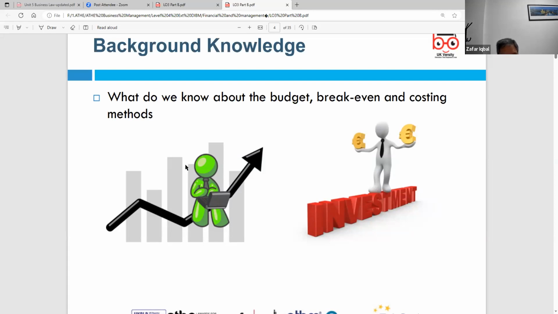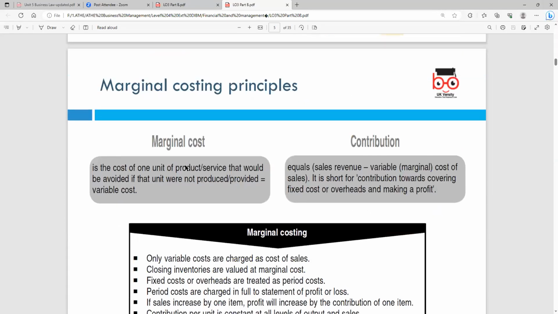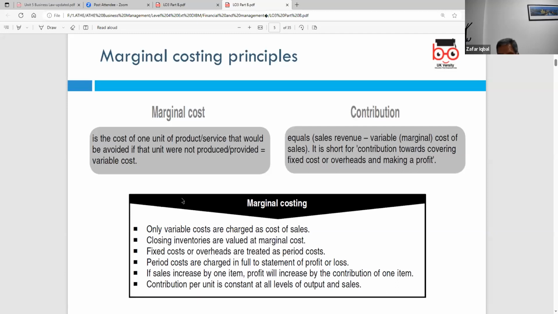Okay, we looked at the budgets, or did we not? I think we looked at the budgets the other day as well: the cash budgets, the sales budget, the flexible budget and fixed budget, we talked about them. So we're going to be looking at marginal costing and full absorption costing. Then we look at break-even analysis, then one or two other techniques. Then we're going to talk about your assignment, okay?